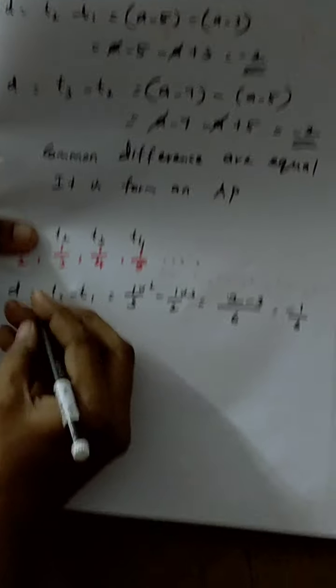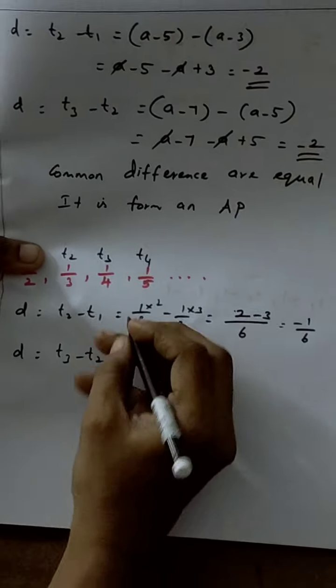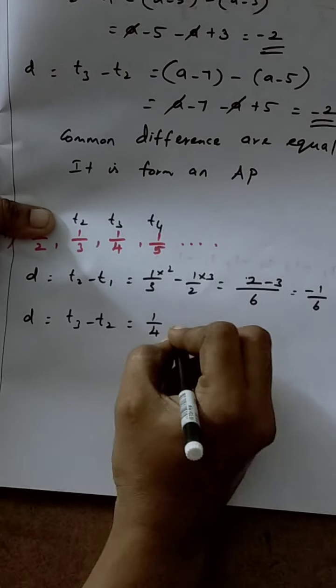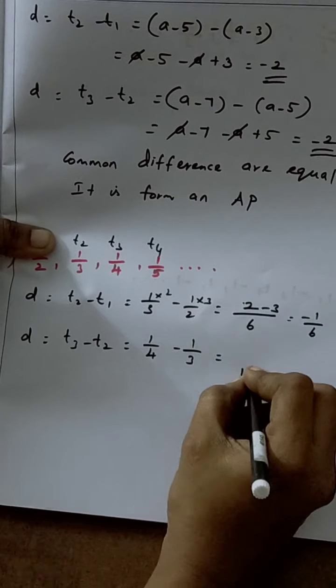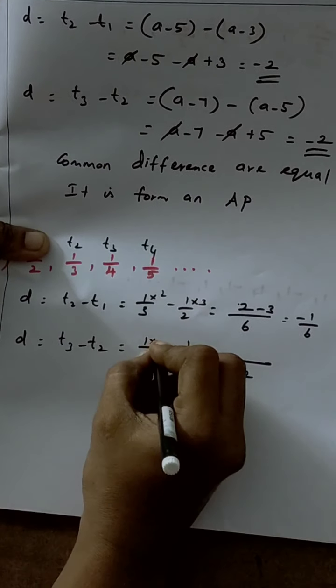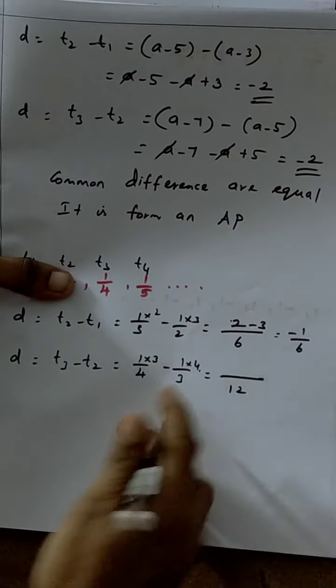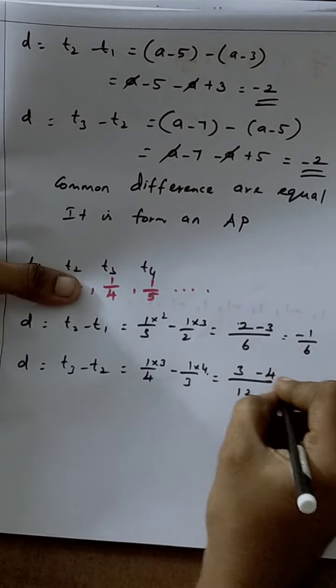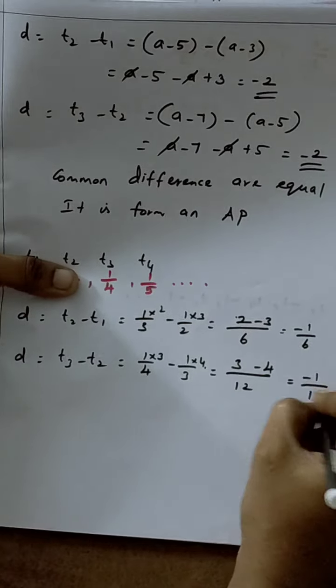Then next, d equals T3 minus T2. What is T3? 1 by 4 minus 1 by 3. Okay, 4 and 3, what is the LCM? It is 12. Multiply the first term numerator by 3 and the second term numerator by 4. So 3 minus 4, which is minus 1 divided by 12.